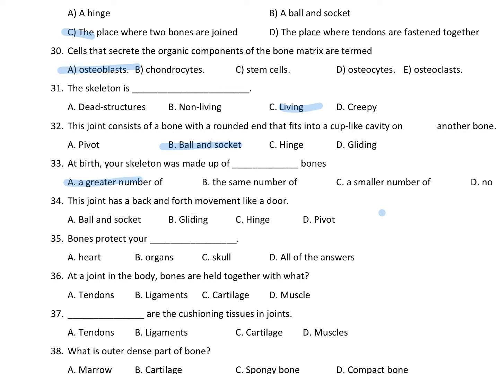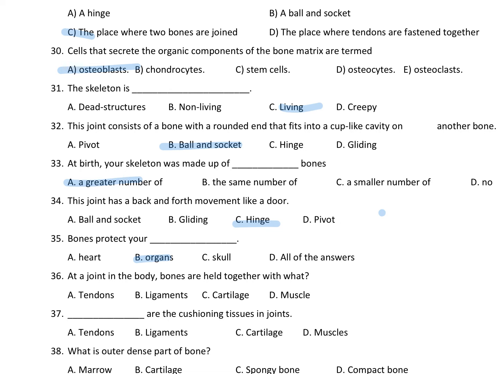This joint has a back and forth movement like a door, and that's just going to be a hinge. All right, this question is not the best, but bones are definitely going to protect organs. Right, your skull is bone, so that's a little weird. So all of these answers, I didn't like that one. And then your heart, well, heart is an organ, but your brain's also protected. Your lungs are protected, so forth and so on.